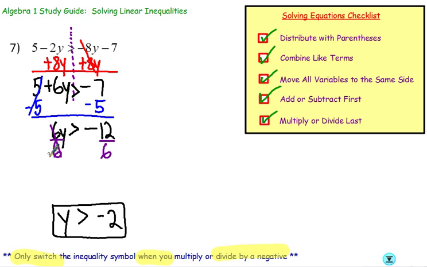All right, well, it's your turn. Give it a try. Hang in there. We only have a couple left. So pause the video here and try number 7 in the middle and number 7 on the right side.